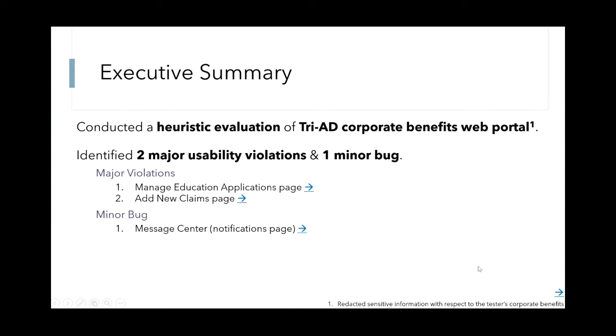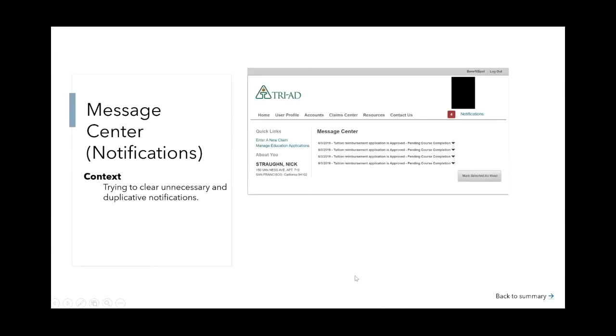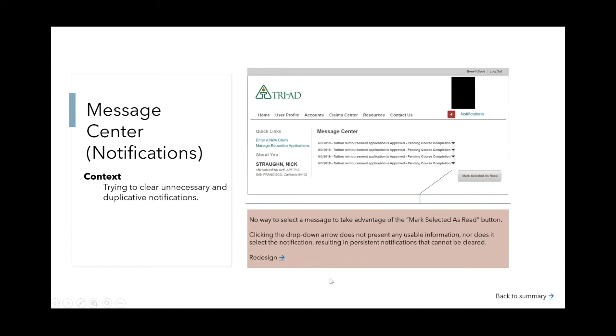Lastly, the minor bug that we've captured is on the Message Center notifications page. So you can see that the context here is that the user is trying to clear these unnecessary and duplicative notifications. The screen shows intention, but it's essentially a broken experience because there's no way to actually select a message to take advantage of the mark selected as read. The drop-down arrows don't present any usable information, nor do they allow you to actually select the notification itself. So this is a violation of minimalist and aesthetic design through the repeat notifications, and the flexibility and efficiency of use is lacking here.